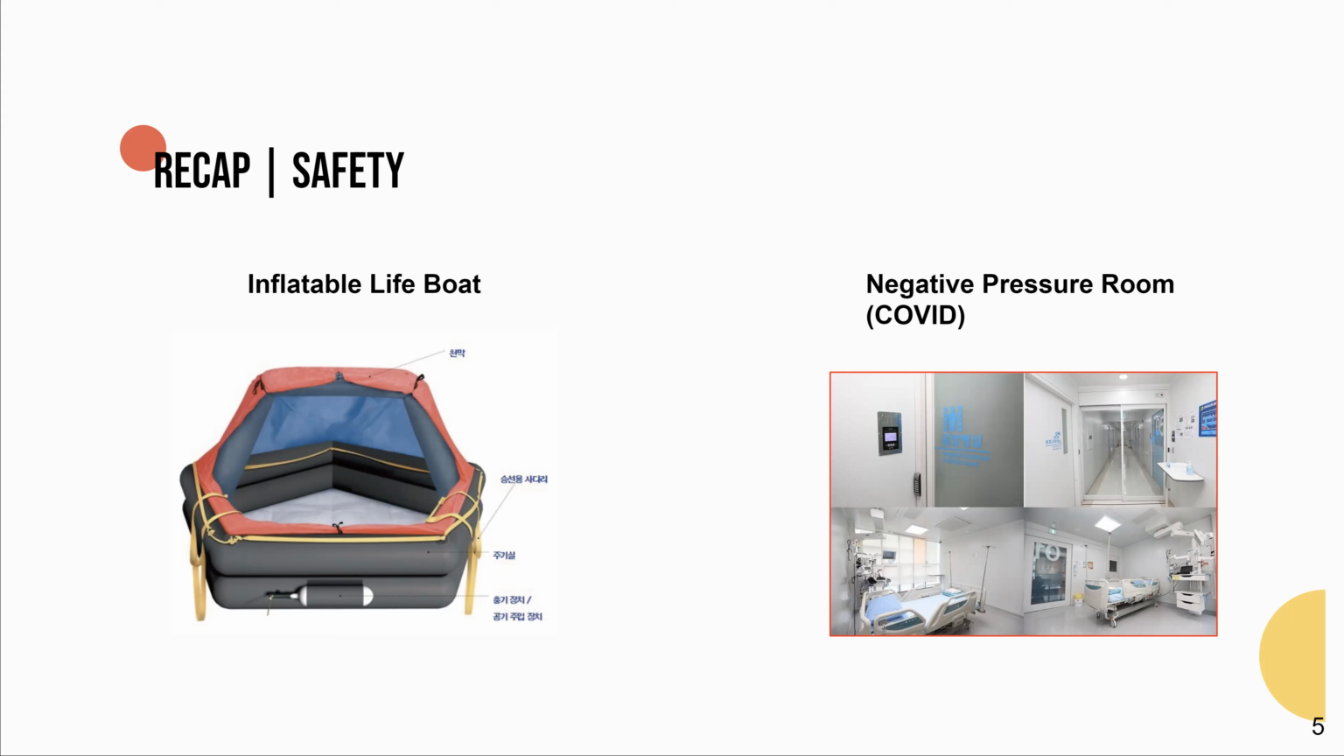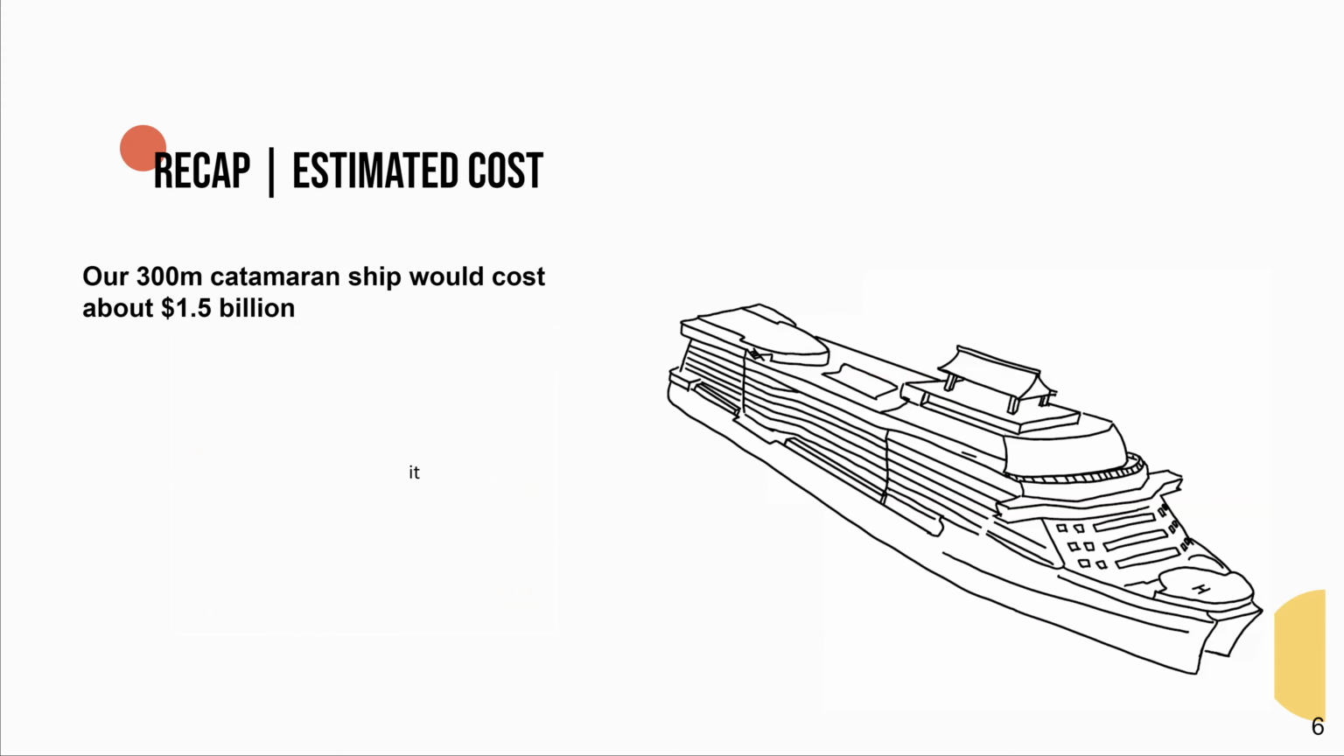And since COVID is fresh in our memory, we proposed an idea of having a negative pressure room in our cruise ship, which would help to contain any kind of spread of infectious disease. We also gave an estimated cost of about $1.5 billion to build our 300 meter long catamaran cruise ship. This is actually 300 meter in axis, but length overall is 350.